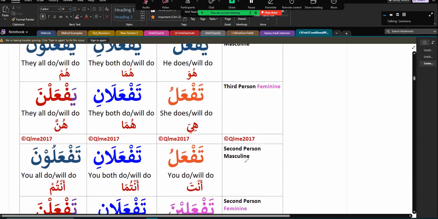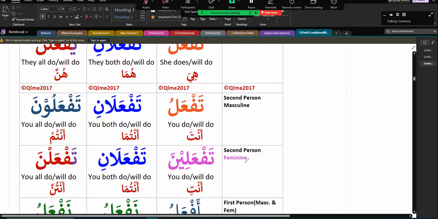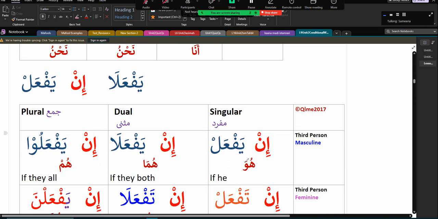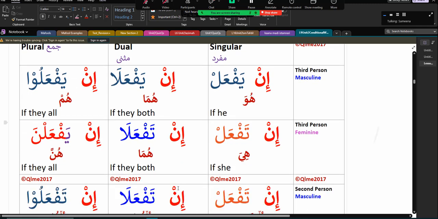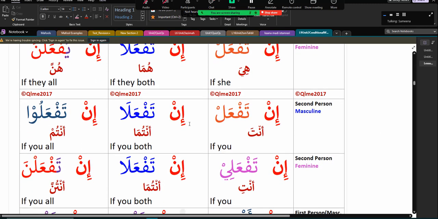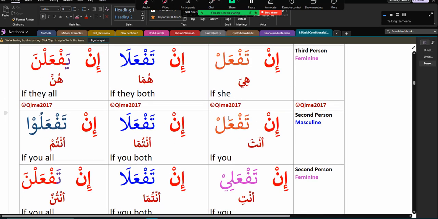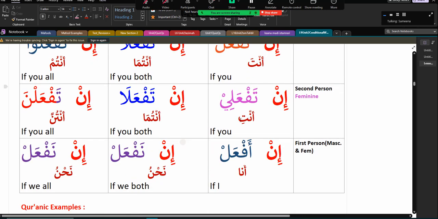We have the normal mudari chart here. Yaf'alu, yaf'alani, yaf'aluna, and all those things. So if you have these conditional articles, the jazim conditional articles that make the mudari after it majzoom. For example, you can take in, yaf'alu becomes yaf'al, yaf'al, yaf'ala, yaf'alu, taf'al, taf'ala, yaf'alna. إن تفعل إن تفعلا إن تفعلوا إن تفعلي إن تفعلا إن تفعلنا إن أفعل إن نفعل.